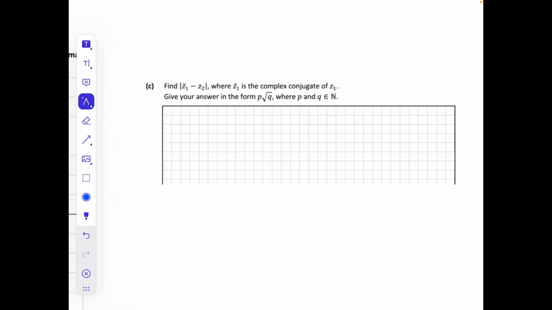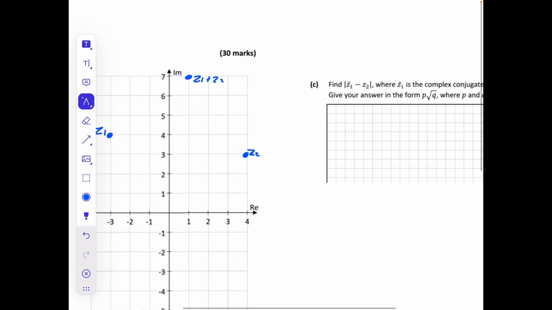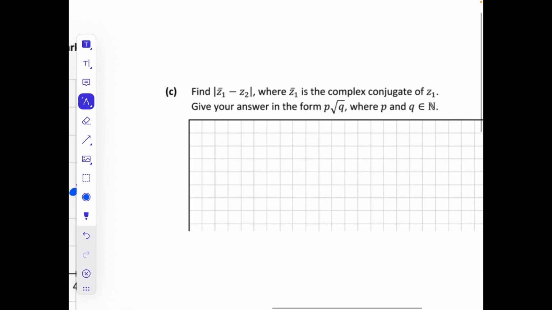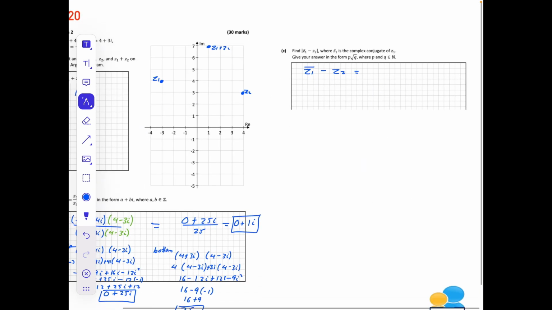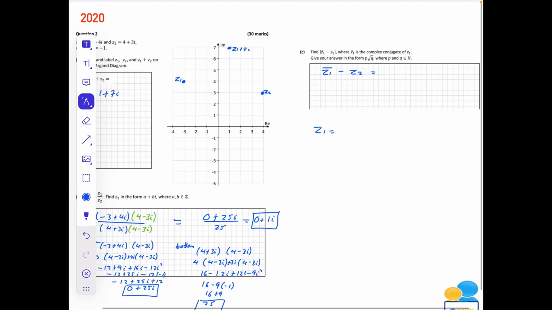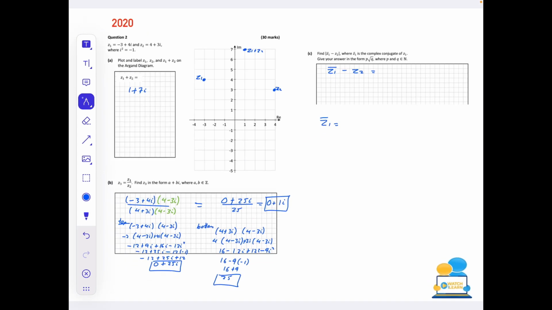Okay, and then the last part then: find the modulus of the conjugate of Z1 minus Z2. Now, a tricky question here, I'm going to break this down. So I'm going to first find Z1 conjugate minus Z2. Z1 conjugate, did we find that already? We didn't. So I'm just going to find Z1 first.